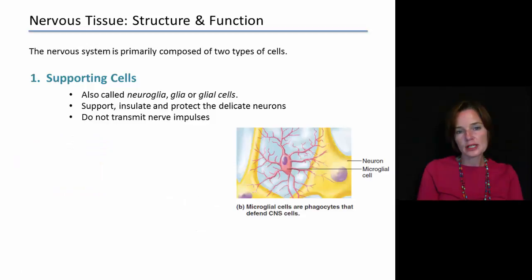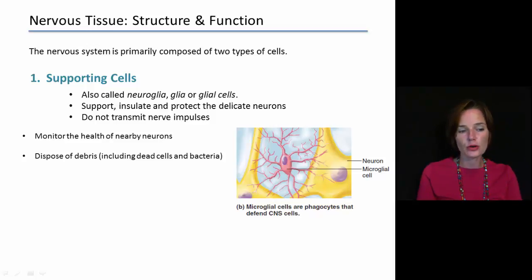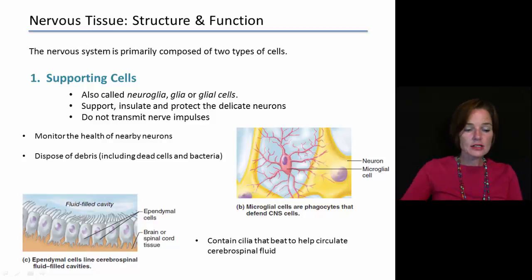A second type of supporting cell is the microglial cells. These monitor the health of nearby neurons, and as they do, they're also disposing of debris. That debris includes things like dead cells and also bacteria. Then the ependymal cells contain cilia that beat, and remember, cilia are projections from the cell. When those cilia beat, they help circulate the cerebrospinal fluid. We can see those here, and you can see all the little cilia at the top of them to help circulate that fluid.